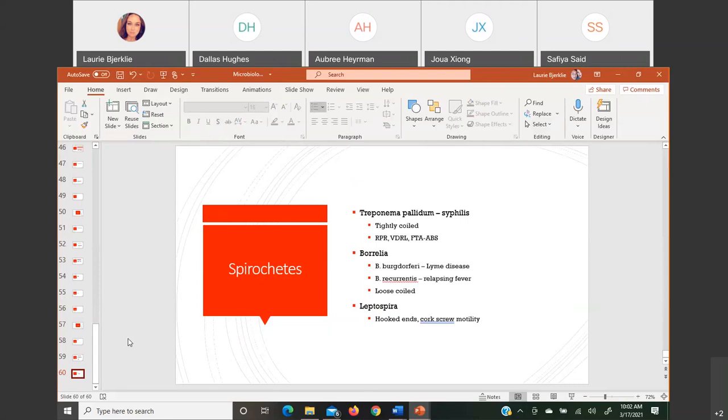Borrelia, there's two different ones. Borrelia burgdorferi is Lyme disease. We usually are using blood looking for antibodies here if they have Lyme disease. Borrelia recurrentis is relapsing fever. Again, Lyme disease, especially coming from ticks, has been really prevalent lately, and I know a lot of animals get it too, dogs, horses. And then Leptospira was the one that can be gotten from water. That's when it's contaminated with the urine of certain animals that have had it.